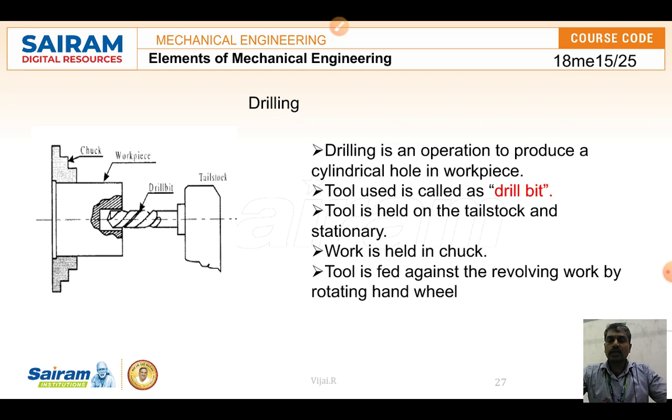Now after this threading operation, we are going to see one more operation, which is called the drilling operation. Drilling is the process of making a hole. Normally we can drill flat objects as well as cylindrical objects. In a cylindrical workpiece, we can drill into the face, that means we can make a hole in the face by using a tool called a drill bit. A drill bit is a tool which has helical grooves in it, and we call them flutes.